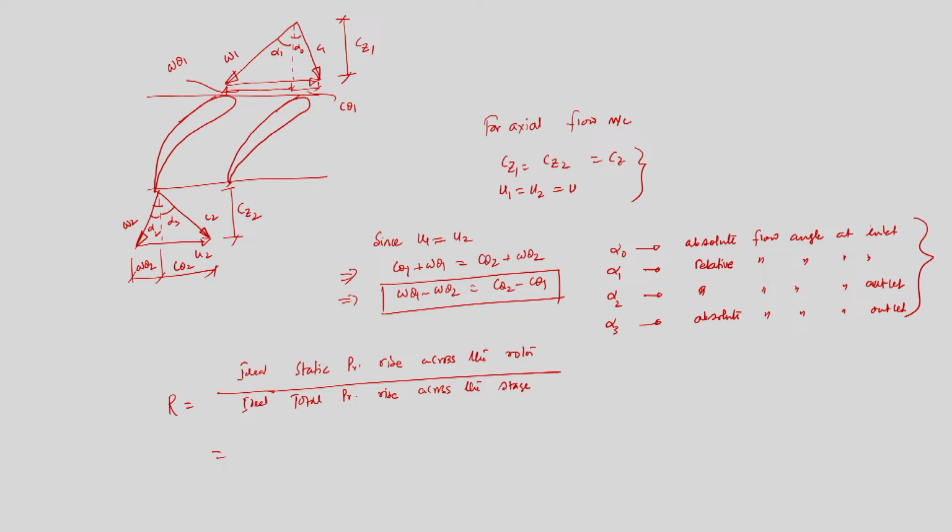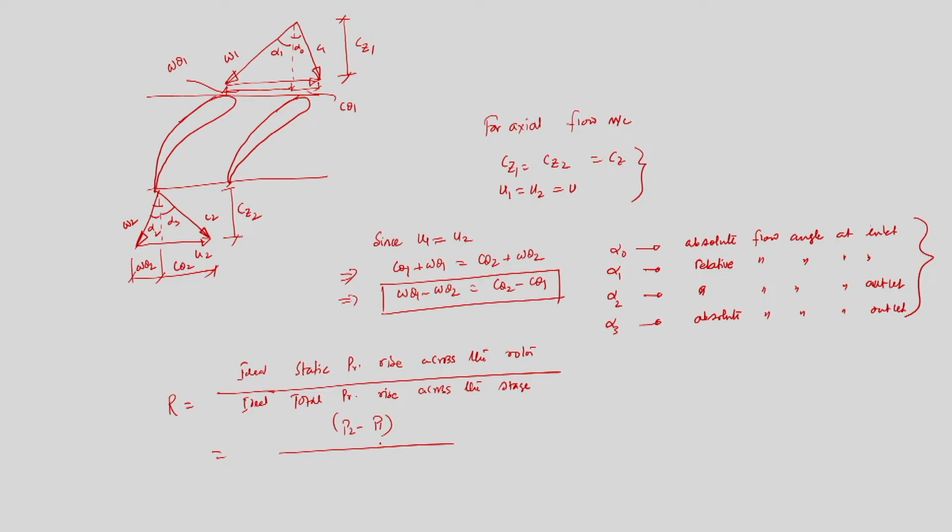So, what is the ideal static pressure rise across the stage? If I assume that P2 minus P1, delta P, is the ideal static pressure rise across the rotor, divided by the total pressure rise across the stage. So, that is the total pressure rise across the stage.